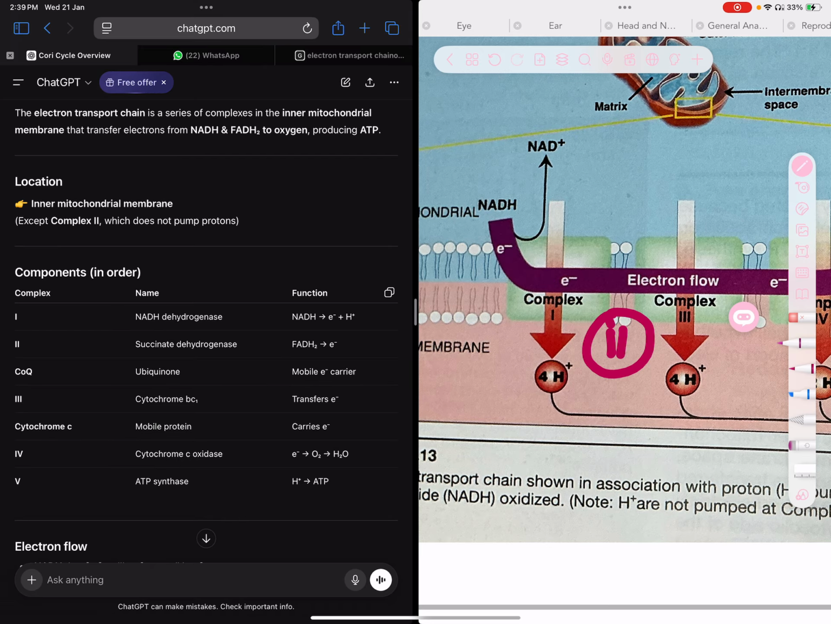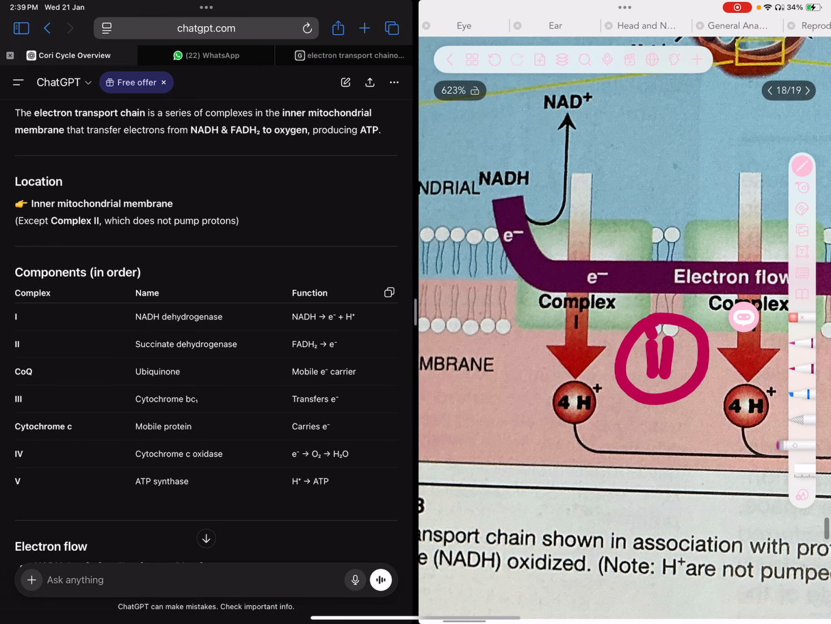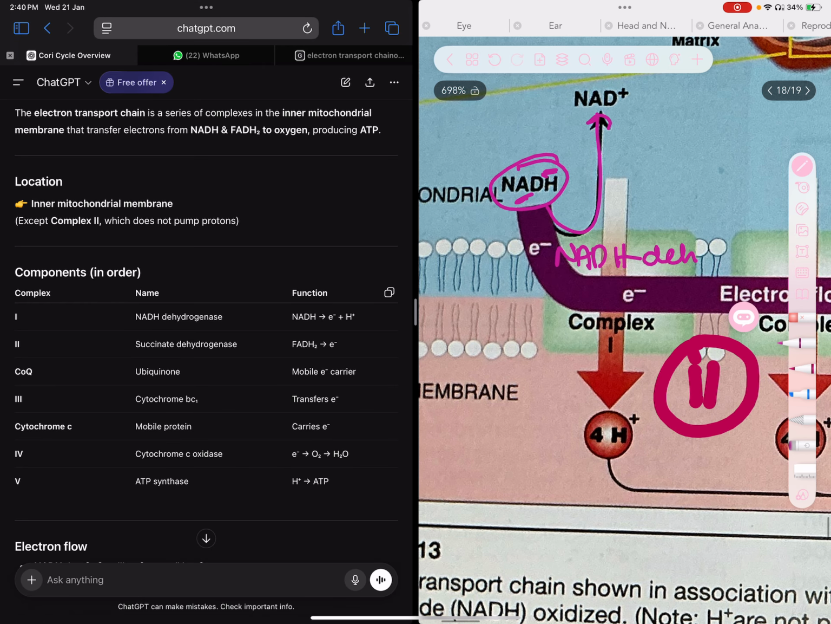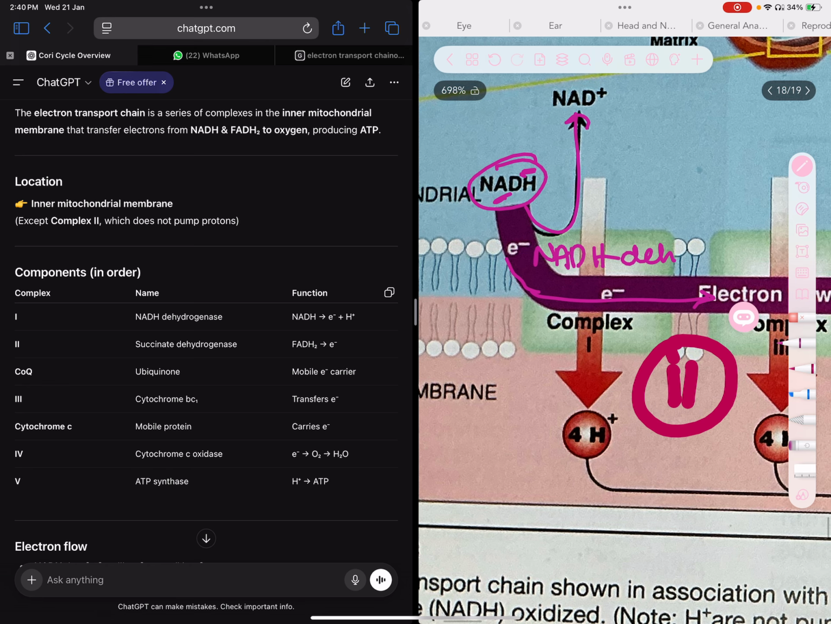This is complex 2. Now, the order is, the first complex is given the name NADH dehydrogenase. And what is the coenzyme that it works with? It works with NADH. NADH comes here and it donates an electron. So NADH is an electron donor. The electron got donated, and that electron is going to be transported further. So this is your first complex, which has the name NADH dehydrogenase.